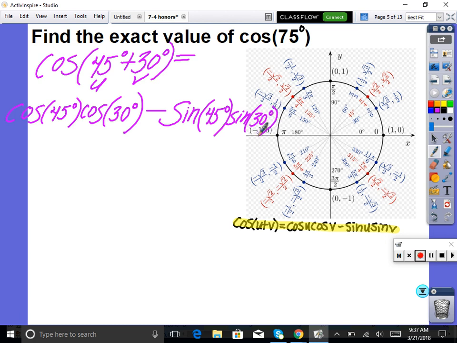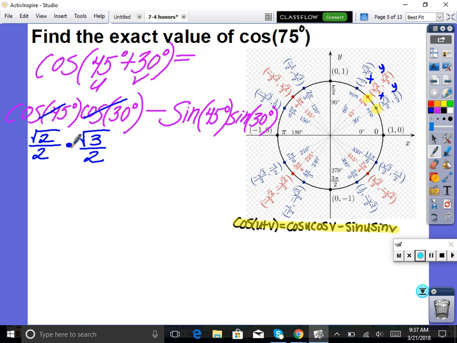And now we've rewritten it so that we can calculate this based on our unit circle. So I'm going to highlight 30 degrees and 45. Remember, cosine is x, sine is y. So let's answer this. What is the cosine? We should have this memorized. What's the cosine of 45 degrees? Root 2 over 2. Okay, good. What's the cosine at 30 degrees? Root 3 over 2. So we've just calculated each of these.